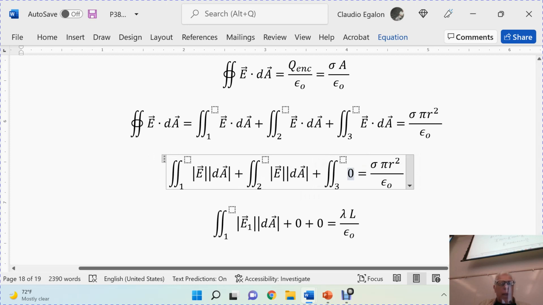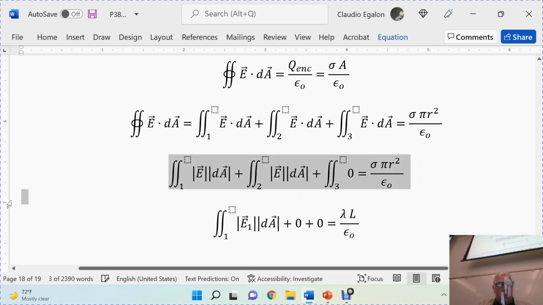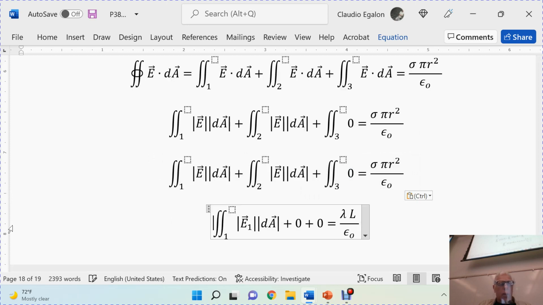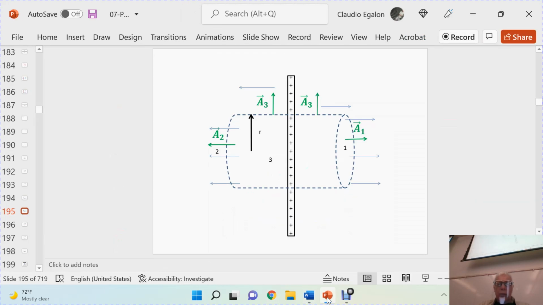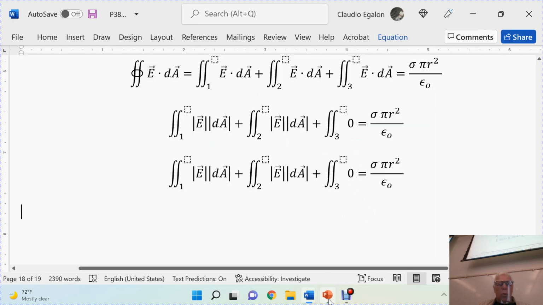So now, it's kind of similar to what we did for the linear charge distribution, right? What's the next step? The next step is the following. Is to recognize that the electric field over this cap, the magnitude is going to be the same, because caps 1 and 2 are at the same distance from the charge distribution. That's the next step. Okay, the magnitude here over the surface is going to be the same, so we can do the following.